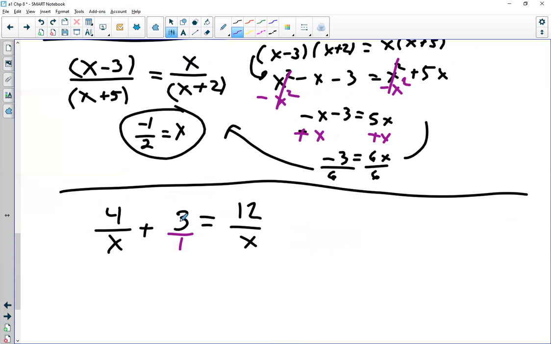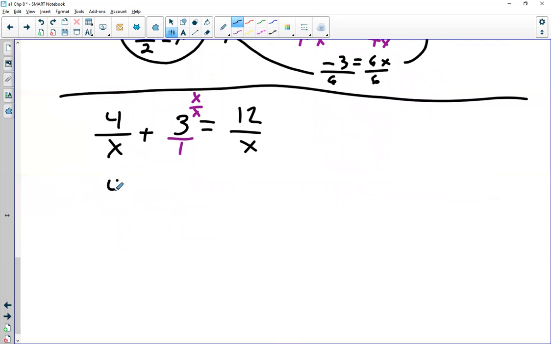So this one on the right, I'm going to multiply by x over x so I can have the same denominator. Do I need to do anything here? No. So what's going to happen? It's going to be 4 over x plus 3x over x equals 12 over x.